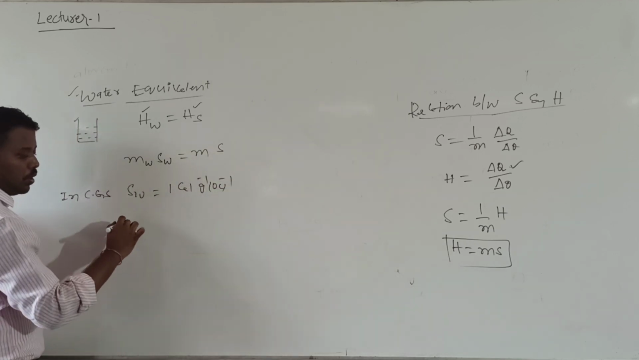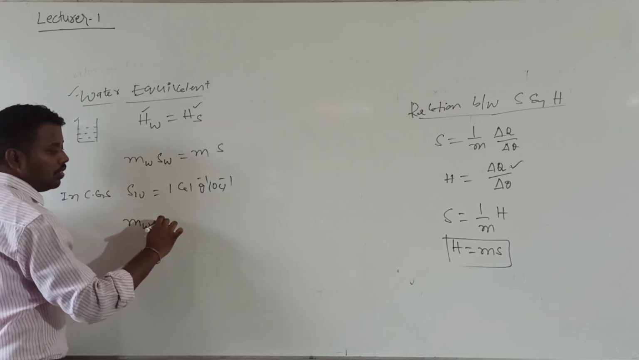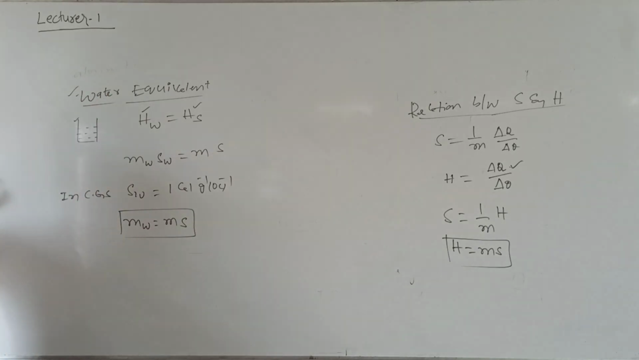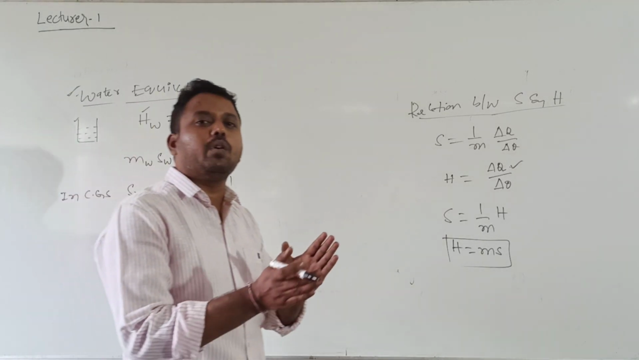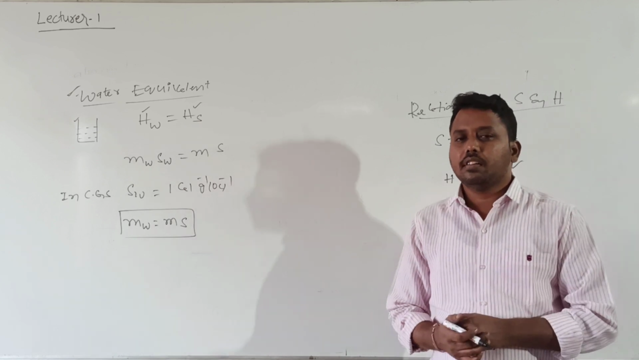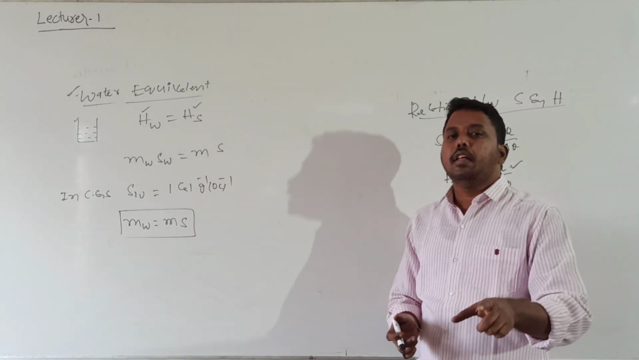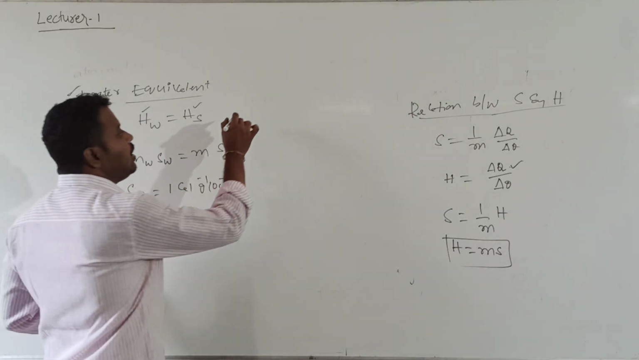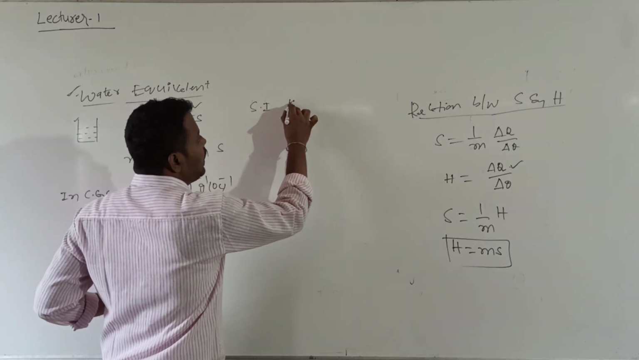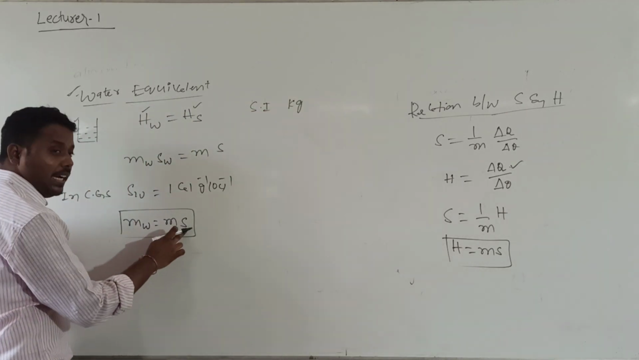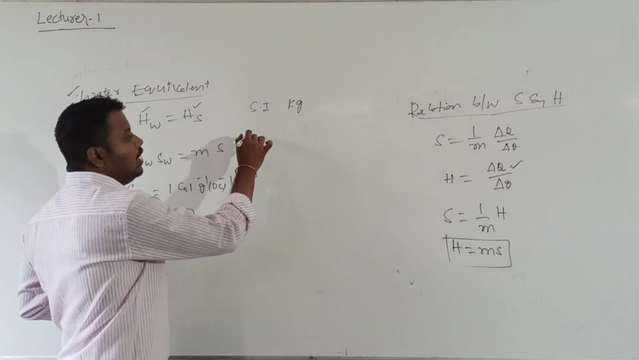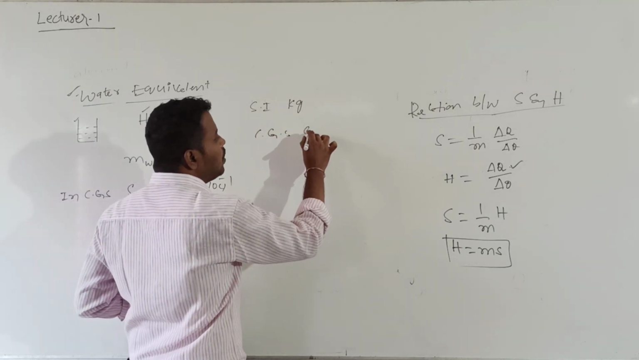So what happened to the above equation? The MW value is equal to m into s. What is MW? That is the mass of the water. That is nothing but the water equivalent. So the water equivalent is equal to the mass of the water, which is equal to the product of mass and the specific heat of the substance. What is the SI unit of water equivalent? The water equivalent SI unit is kg. It is not m into s. Here it is mass only. So mass written as mass, the SI unit is kg, whereas the CGS unit is gram.